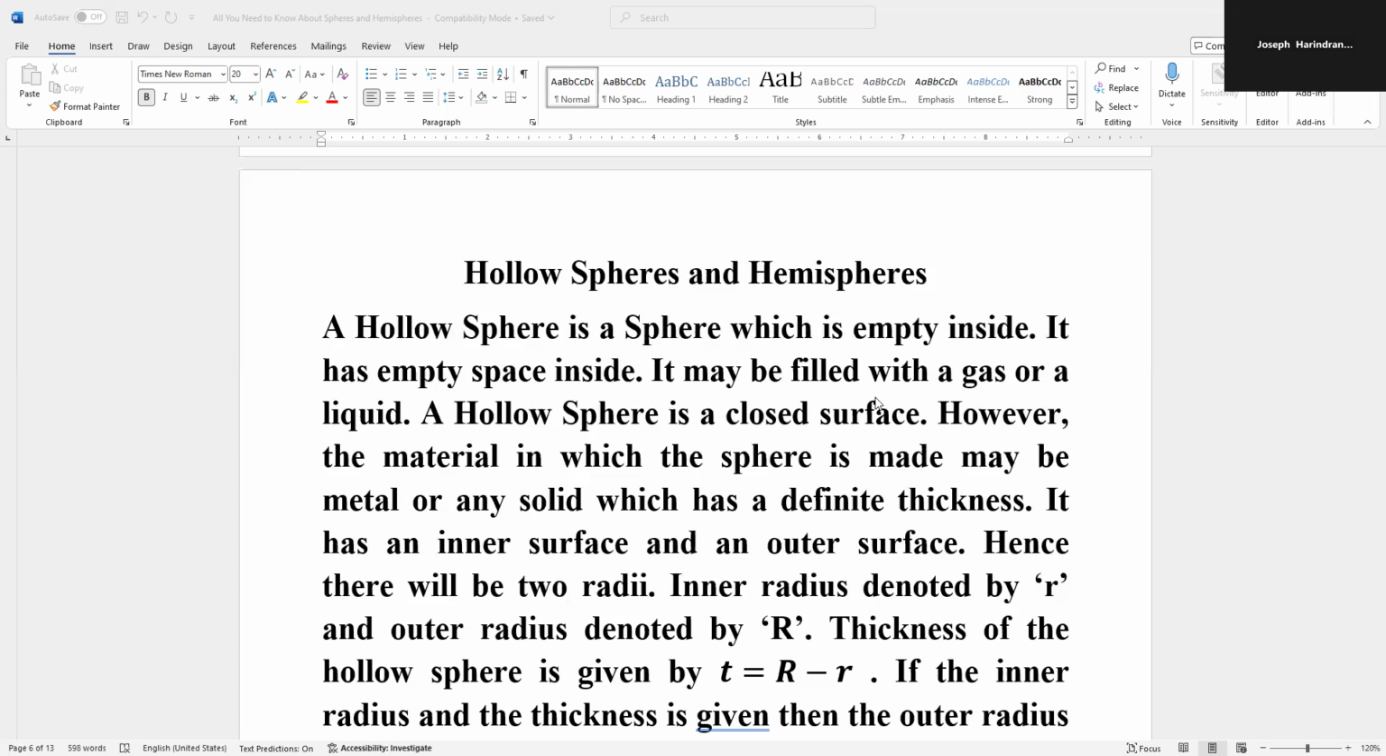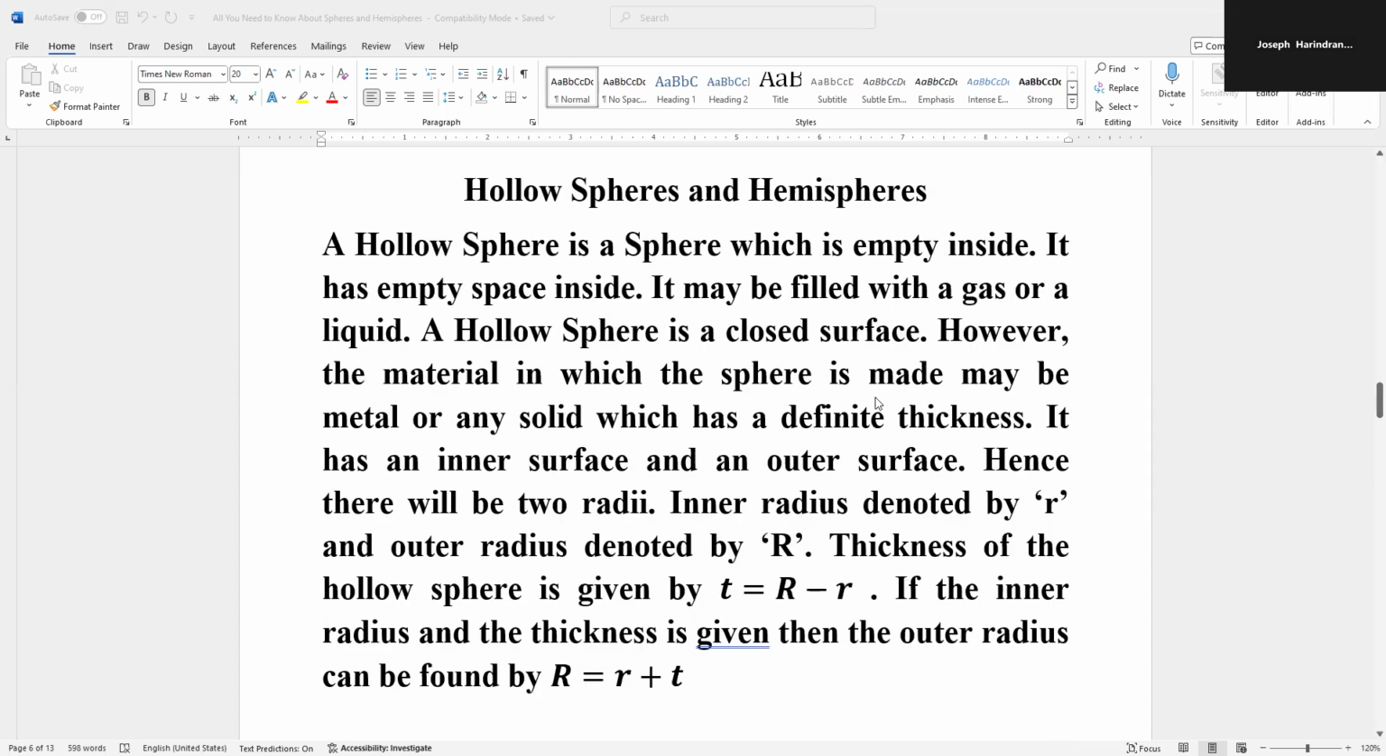Hence, there will be two radii, the inner radius and the outer radius. The inner radius is denoted by small letter r, and the outer radius is denoted by capital letter R. The thickness of the hollow sphere is given by the letter t. Small t is equal to capital R minus small r.